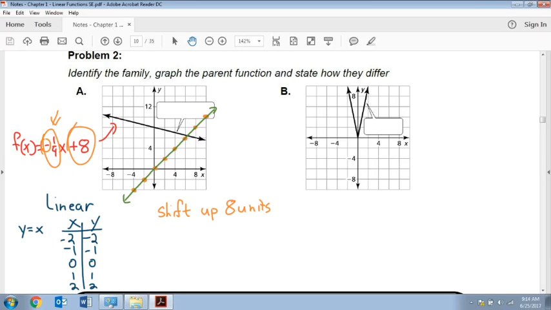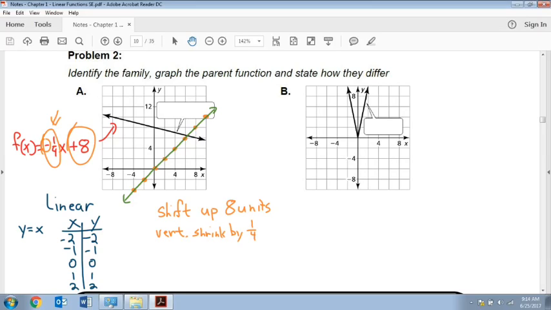And remember, if you go back to your vocabulary, we have what was called a vertical shrink. That's when we divided the y's by something. All right, this is a vertical shrink by 1/4. We shrank it by a factor of 1/4.